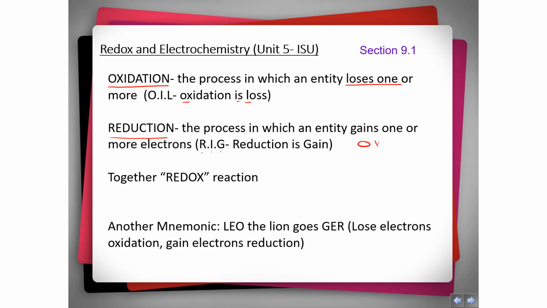So you can remember the mnemonic OIL RIG. Another mnemonic that I learned is LEO the lion goes GER. Lose electrons is oxidation, gain electrons is reduction. Okay, so we're going to look at what I mean by that.